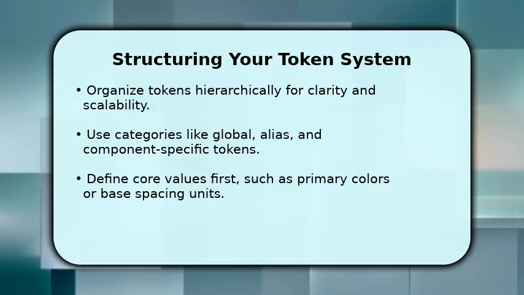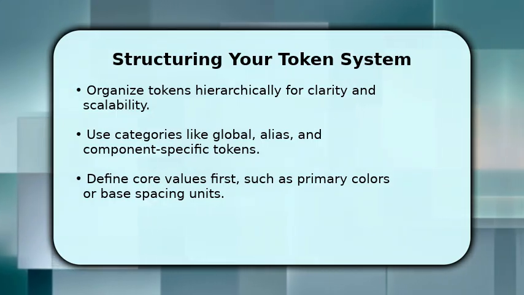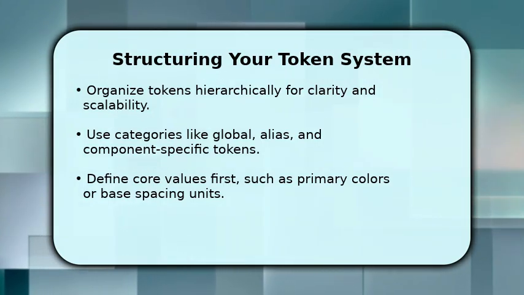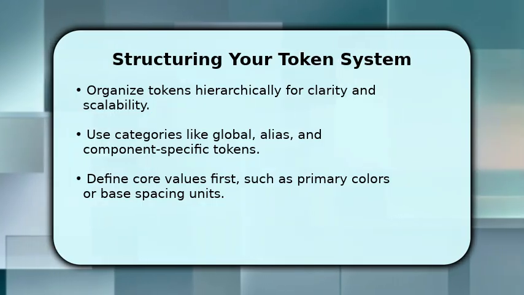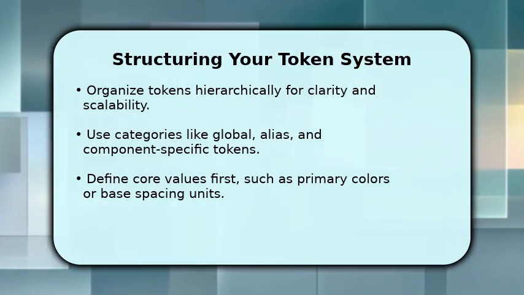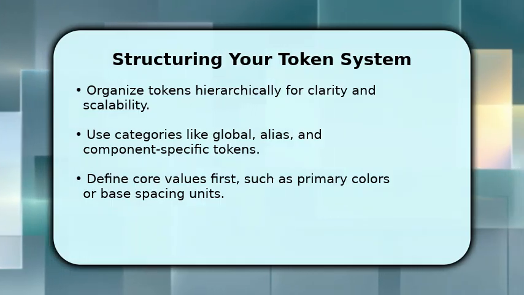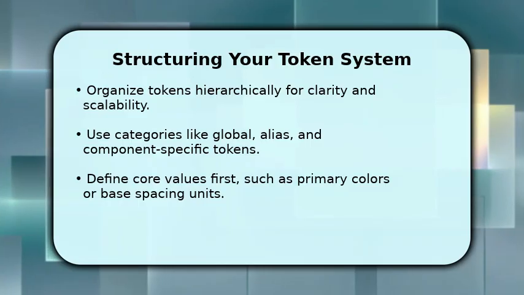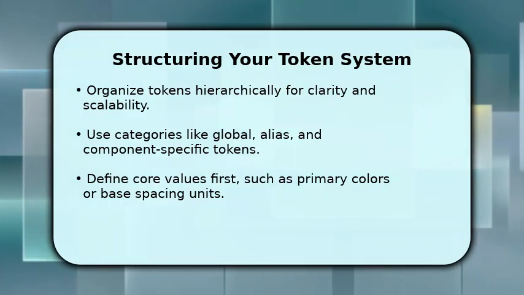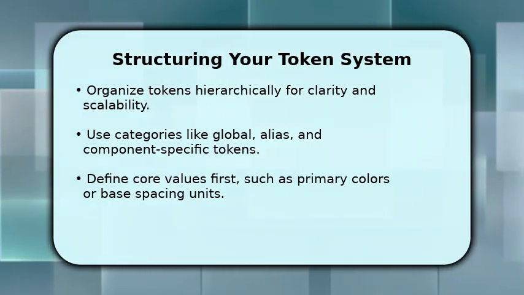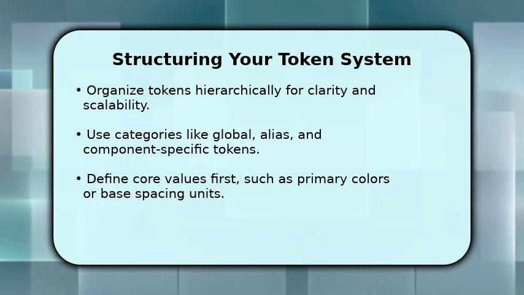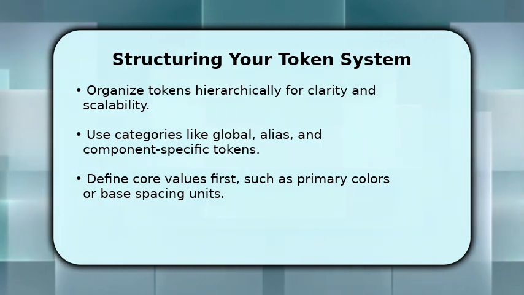Begin by organizing your tokens hierarchically, typically into global, alias, and component-specific categories. Global tokens represent your foundational values, like a base spacing unit of 8 pixels or a primary brand color. Alias tokens then reference these global values, providing more context. A consistent naming convention, perhaps using dot notation, will make your tokens easy to find and manage.